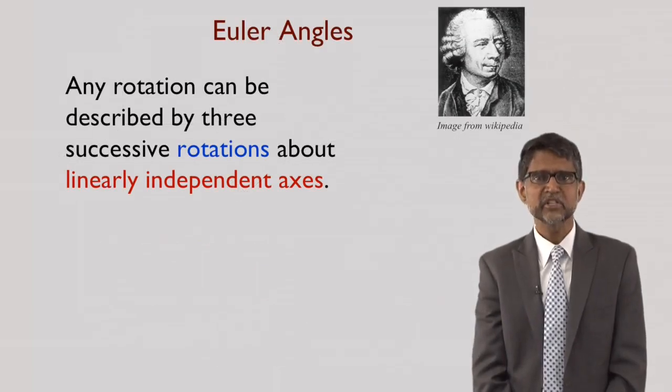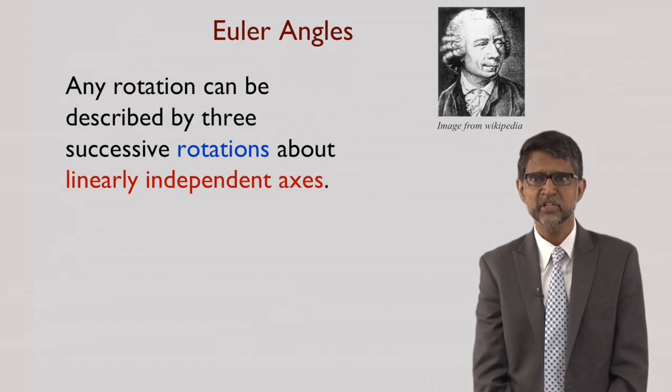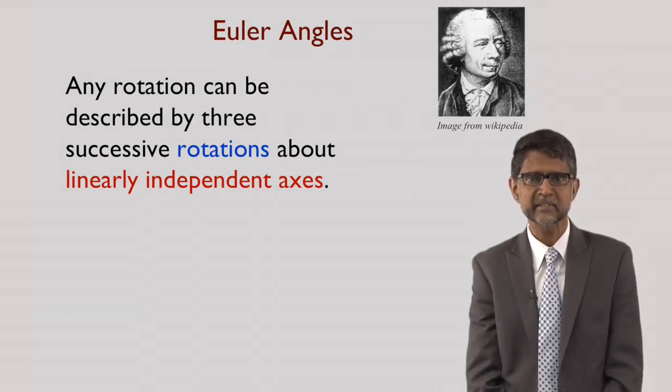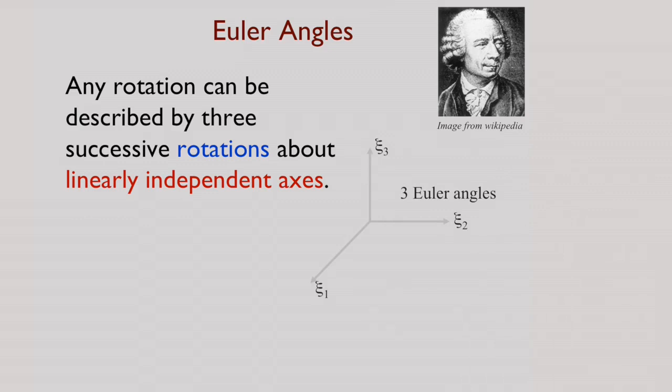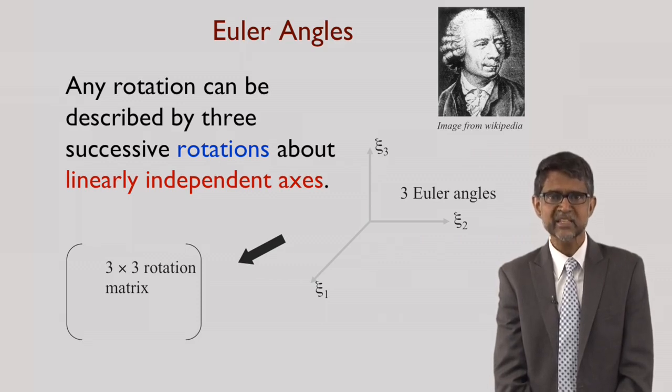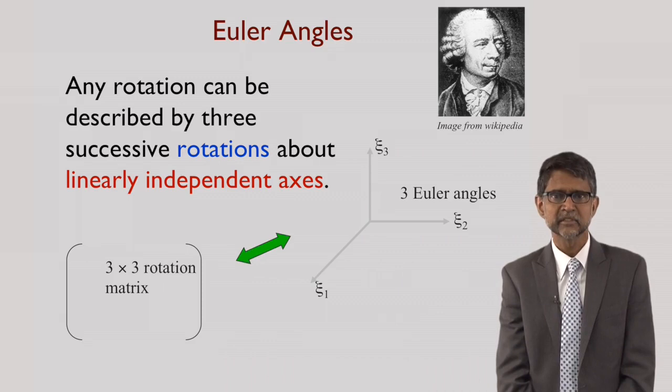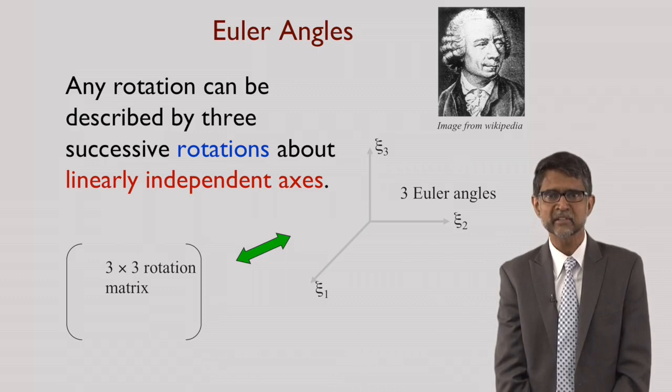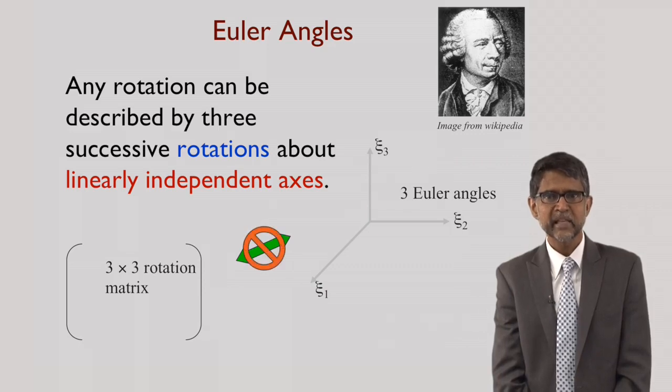Euler said that any rotation can be described by three successive rotations about linearly independent axes. So if you have three Euler angles, like the angles I just described to you, you can deduce from them a 3x3 rotation matrix. The question you want to ask yourself is if the reverse is true. In other words, for every rotation matrix, is there a unique set of Euler angles? In other words, does this map between the three coordinates, the three Euler angles, and the rotation matrix, is this map one-to-one? And the answer is no.